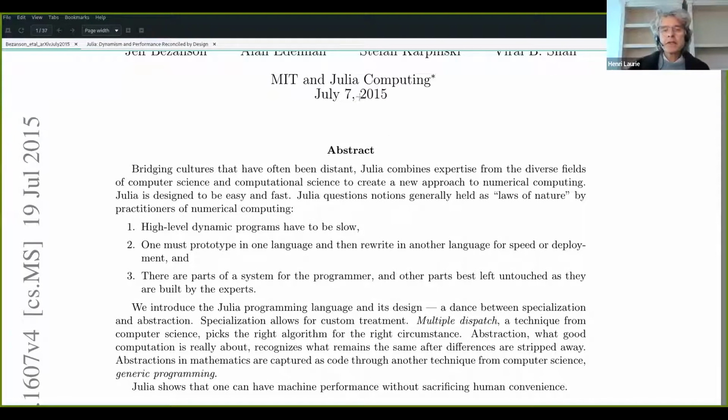Okay, so this is 2015, probably written around 2014. So it's in the early stages, and they are emphasizing multiple dispatch, and they're emphasizing their breaking of these constraints that were very widely accepted at the time. You have to prototype in one language and then rewrite in another language. They came to use the term two-language problem, and I'll get back to that word.